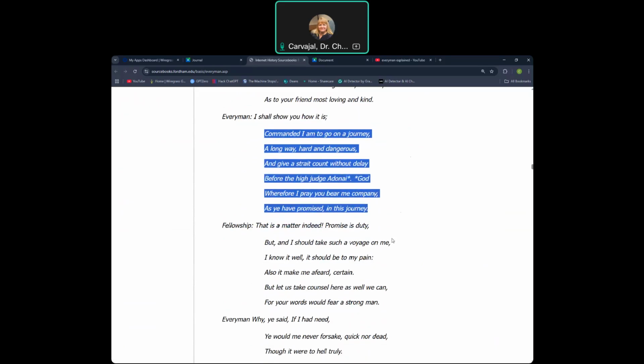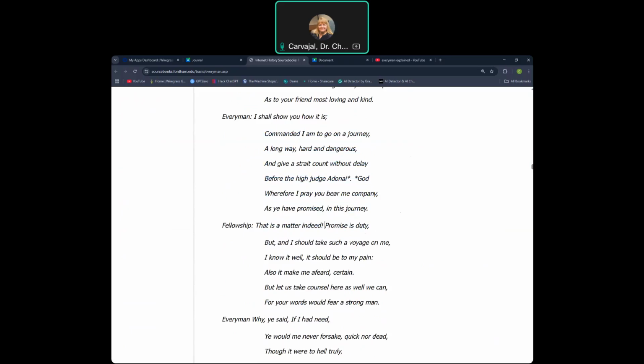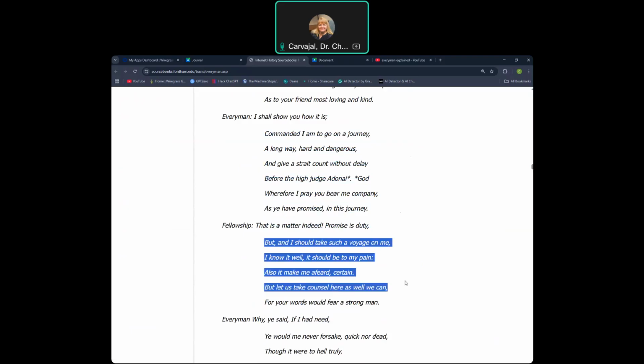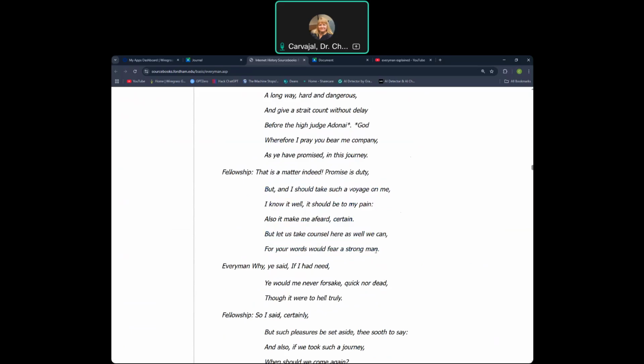He goes, "Yeah, promise is a duty, but if I take that voyage on me, it should be to my pain. Also, I'm afraid of death. And I don't know anybody who wouldn't be." That's what he essentially says. "Your words would fear a strong man." He goes, "But you said if I had need, you would never forsake me, even if I were going to hell." And he goes, "Well, yeah, I said that."